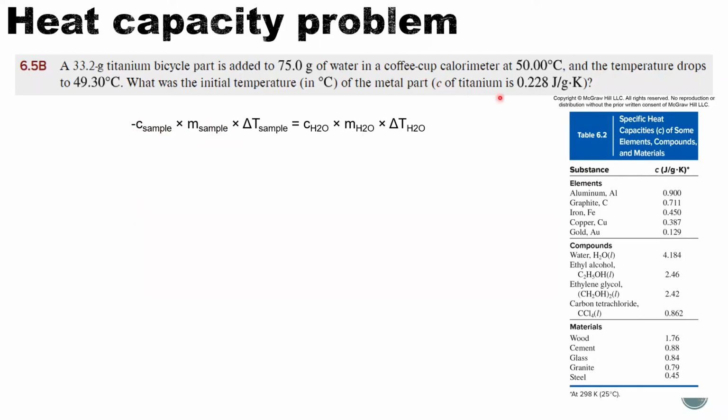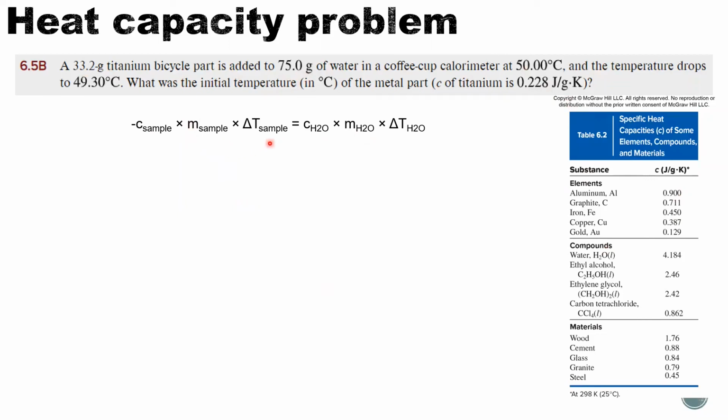Since it mentions the specific heat capacity, we use the Cm delta T equation, right? So negative Cm delta T of the sample equals the Cm delta T of water. You just need to remember to put the negative sign here; it does not matter which side you put it on. For the specific heat capacity of the sample and water, we already know them, and they have the same unit, which can be canceled out, so we don't need to do any unit conversion. For the mass of the sample and the mass of water, we also know them from the question, so that's also good.